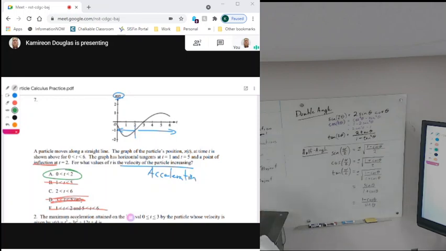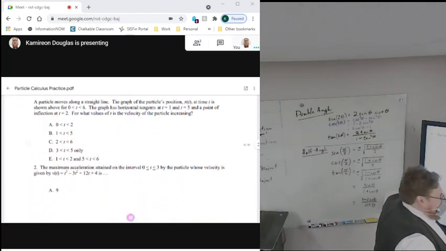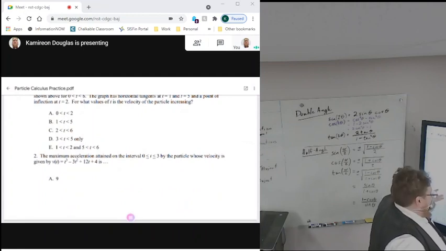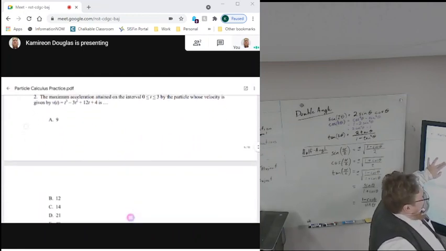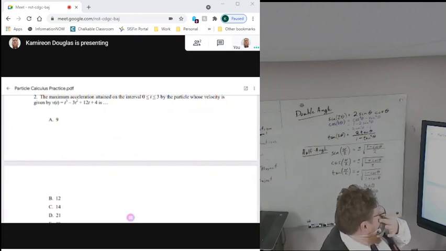Remember, each derivative is a change. So if it says the velocity is changing, that means I need a derivative of velocity, because the derivative of position is velocity. And then jerk. Jerk doesn't matter. I'm trying to keep them in the position, velocity, acceleration.